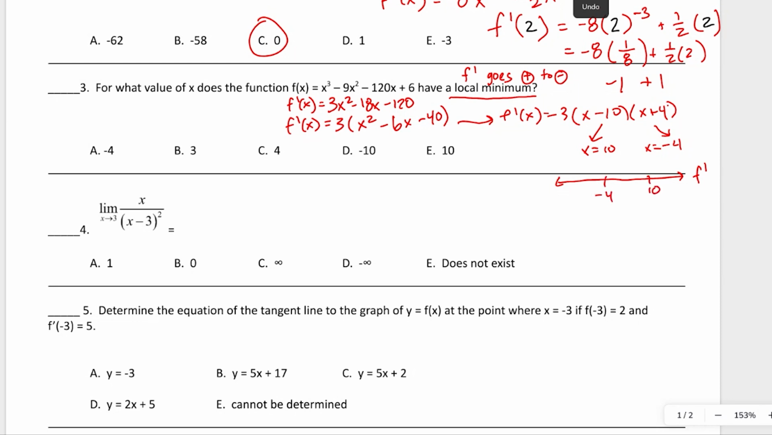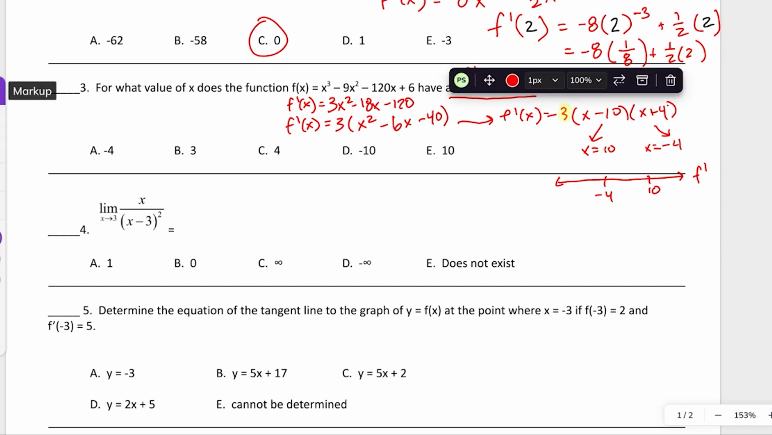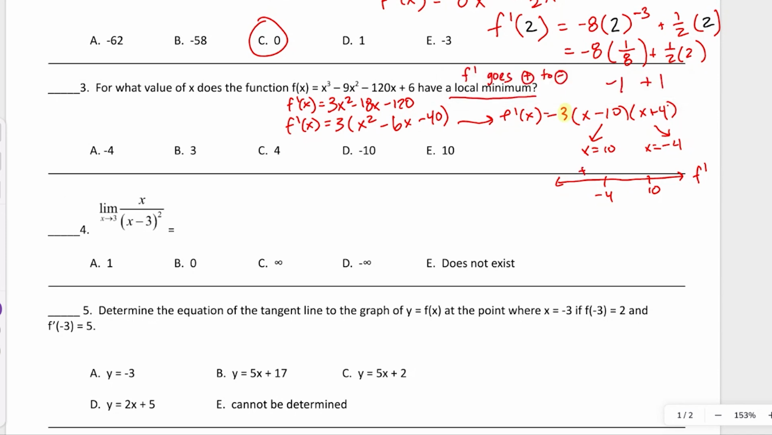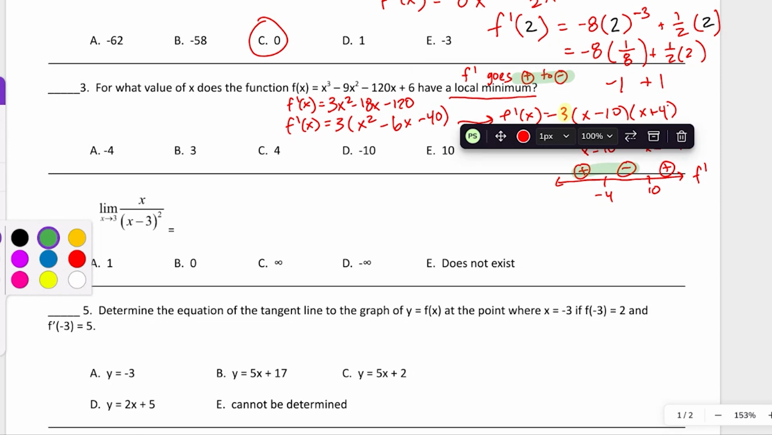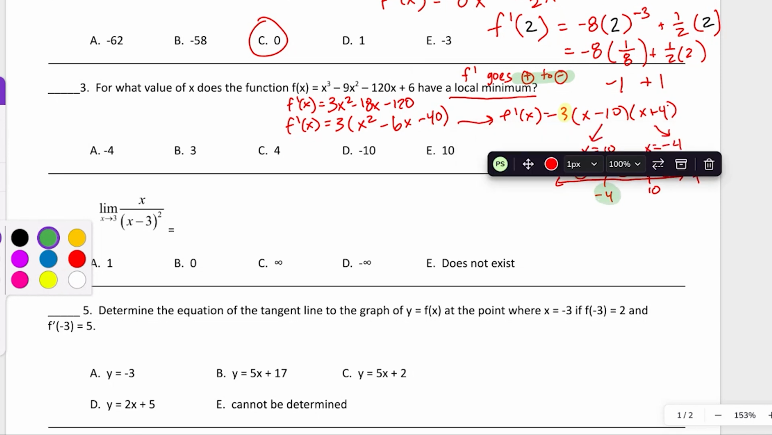And I'll substitute some numbers in from each of these intervals and see if f prime is positive or negative. We can ignore this 3, since multiplying by 3 is not going to change the sign of anything. So really we're just looking at those two factors, and if I plug in something like negative 5, I'm going to have a negative times a negative, which is positive. If I plug in something like 0, I'm going to have a negative times a positive, which is negative. And if I plug in something like 20, I'm going to get a positive times a positive, which is positive. So we're looking for the x value where f prime goes from positive to negative, and that's going to happen here. And so the local minimum is going to be at negative 4.